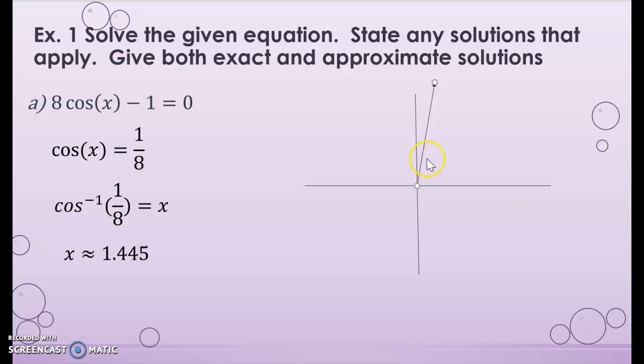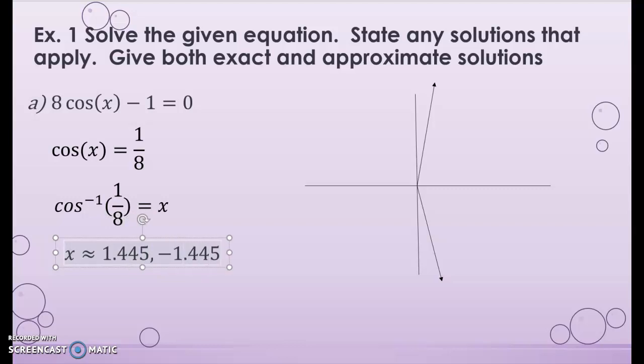Now, cosine is positive in the first quadrant and it's also positive in the fourth quadrant. In order for two thetas to share the same trig ratio, they have to have the same reference angle. That means in the fourth quadrant, I have an angle of negative 1.445. And when I take the cosine of that angle, I will also get 1/8. So that means there's actually two solutions here. There's one at positive 1.445 and there's one at negative 1.445.